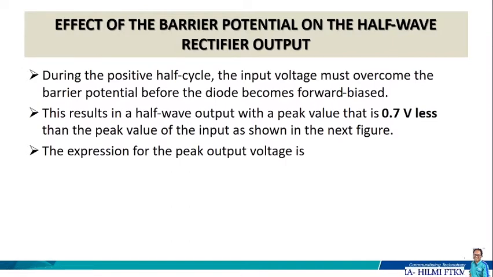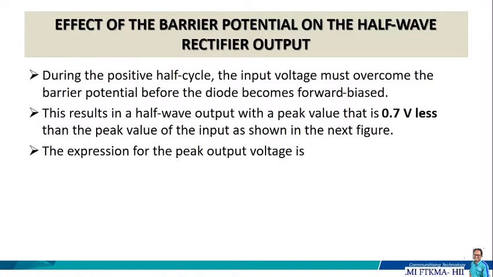So, the effect of the barrier potential on the half wave rectifier output. During the positive half cycle, the input voltage must overcome the barrier potential before the diode becomes forward biased. There will be a barrier potential that we have discussed previously, which is the offset voltage, with a value around 0.6 to 0.7 volt for silicon.